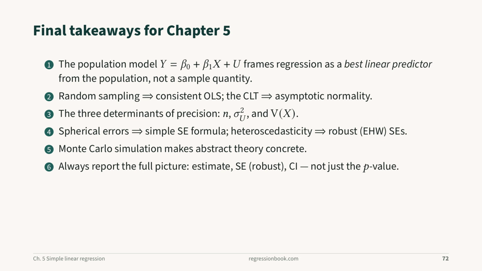6 takeaways to carry forward. The population model frames regression as a best linear predictor, not a sample quantity. Random sampling gives consistency, and the central limit theorem gives asymptotic normality. Precision has 3 levers: sample size, error variance, regressor spread. Spherical errors justify the simple formula. Heteroscedasticity calls for robust standard errors. Monte Carlo makes the theory concrete, and always report the full picture: estimate, robust standard error, interval, never the p-value alone.